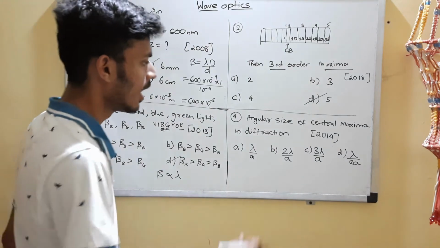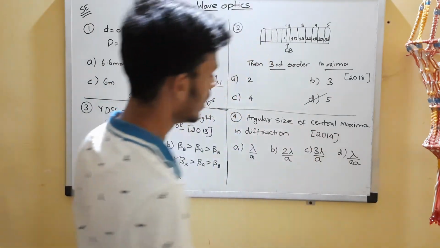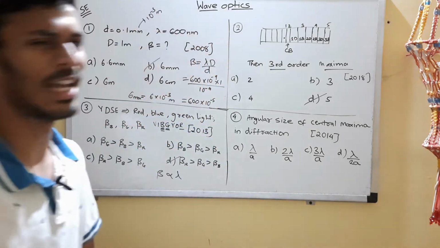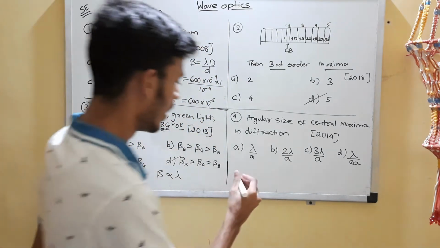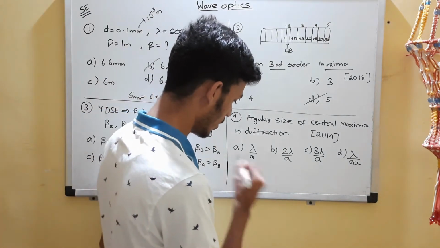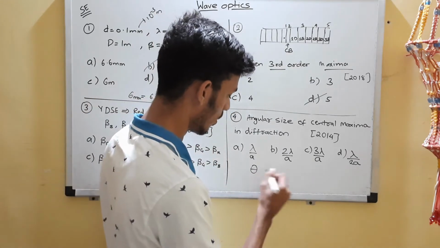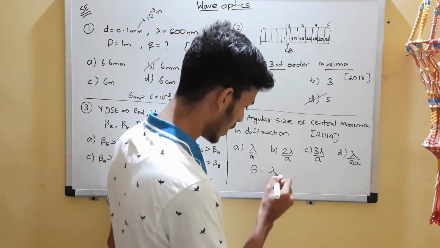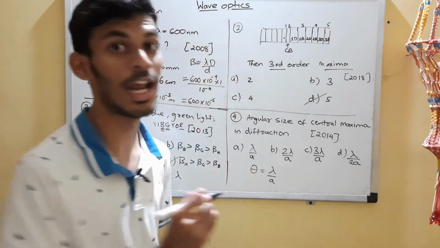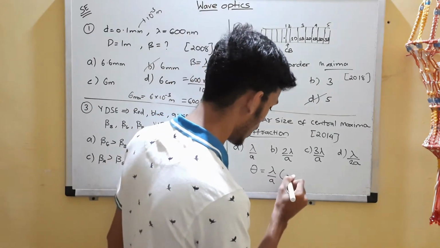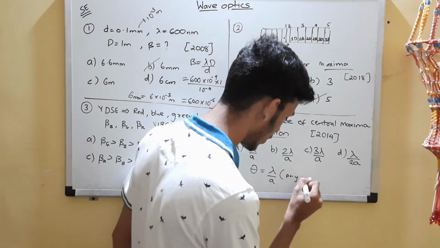Right, now finally, angular size of central maxima in diffraction. Now this is directly a theory based question. You are supposed to directly know the answer. Basically you can write the fringe width, I can denote it as theta, suppose, or w, whatever you use. So it is lambda by a. Okay, this is diffraction, and this is for any other fringe, not the central one.